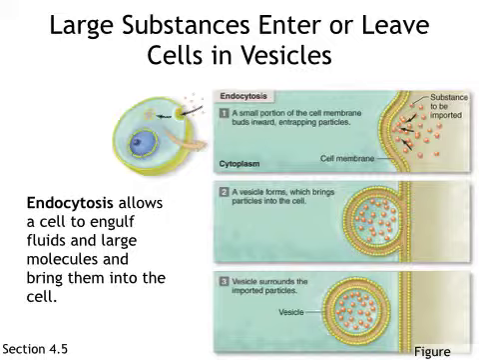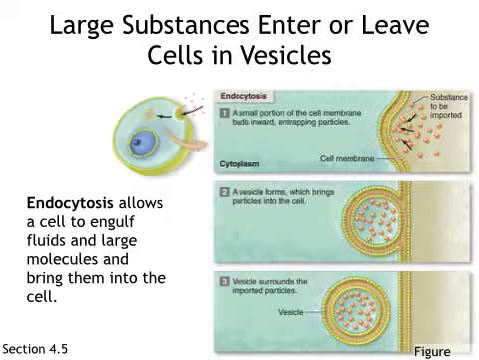Okay, so large substances, so far we've been looking at small substances. Large substances enter or leave the cells in vesicles, which are little membrane bubbles, basically. So here you have endocytosis, which allows a cell to engulf fluids and large molecules and bring them into the cell. There you see the inside of the cell, the cytoplasm, is in blue, and the outside is in tan. And you see in the first panel that you have all these large molecules that need to be imported into the cell.